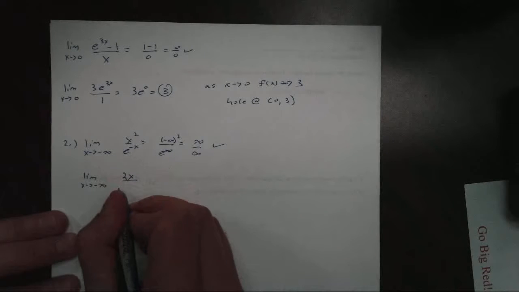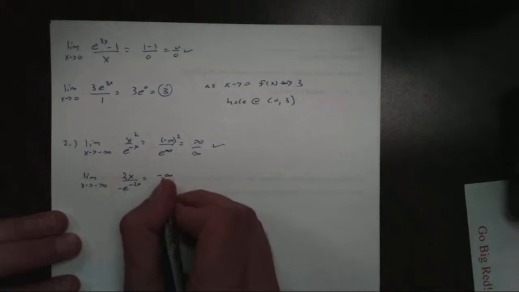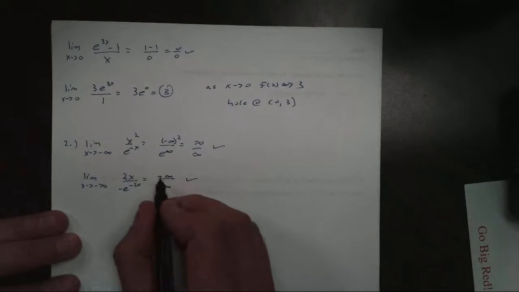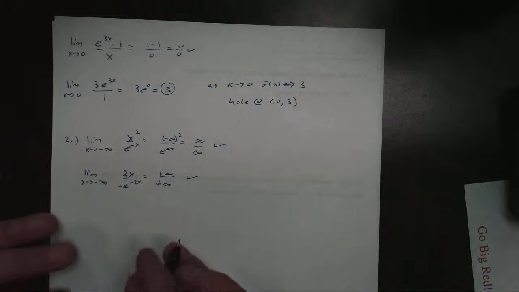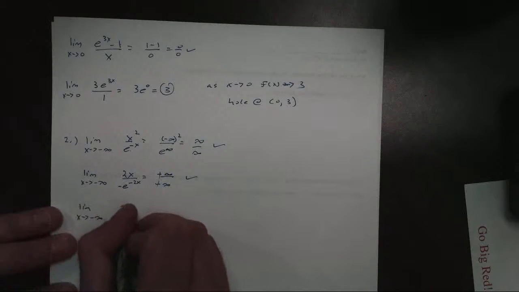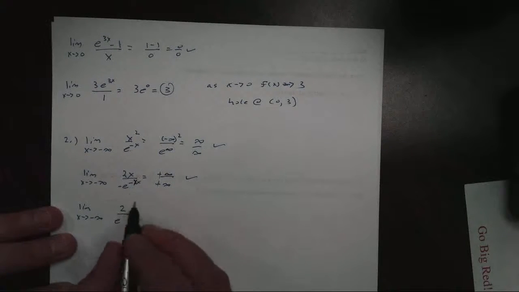2x, derivative of the bottom, negative e to the negative 2x. I plug it in. This time I get negative infinity over negative infinity. So they're both infinities. So L'Hopital says to take the derivative again. We get the limit as x goes to negative infinity of 2 over, be careful, this just becomes e. Whoop, that should be a 2x. That should just be x. So e to the negative x.